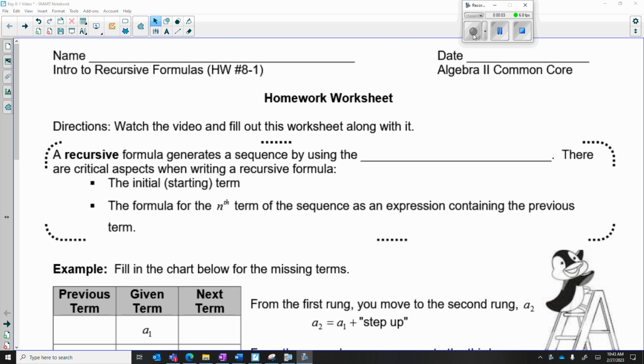This video is in conjunction with homework 8-1. It's going to introduce recursive formulas for recursive sequences.